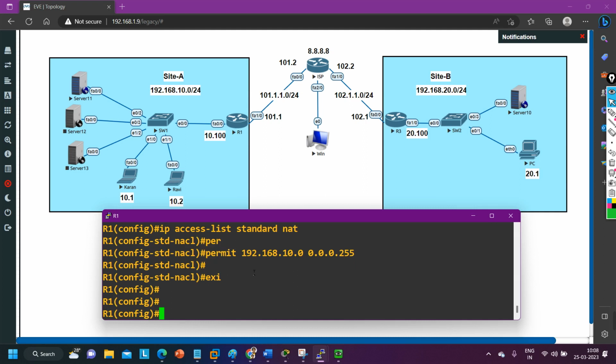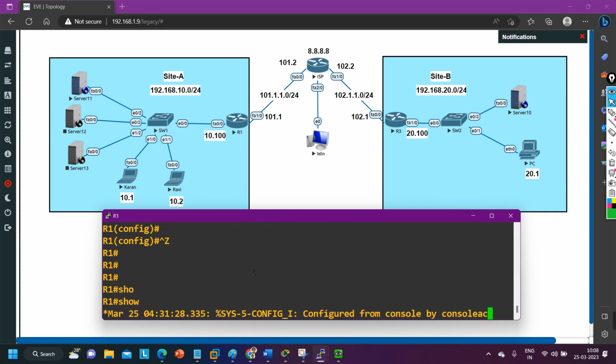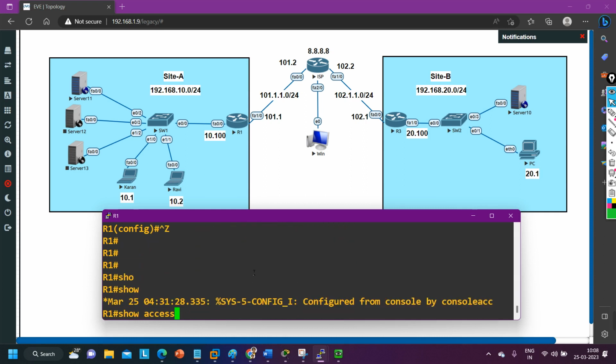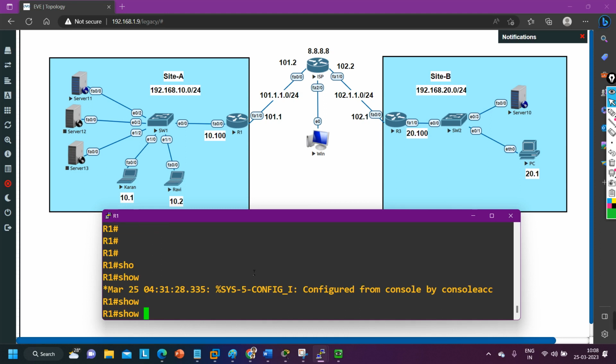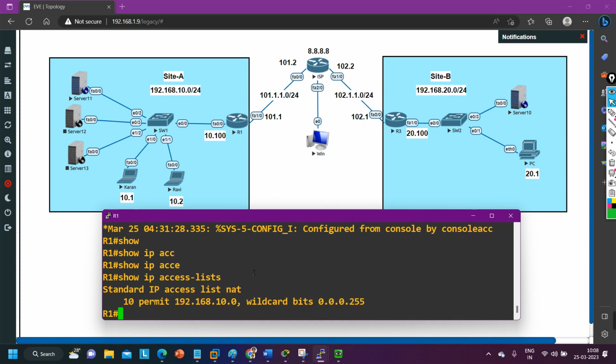ACL is used to permit or block traffic, but ACL is also used to define interesting traffic. So here I have created one access list. If you want to verify, you can run the show ip access-list command, and you can see I have created one ACL, the name of the ACL is NAT, and here I have defined this network.